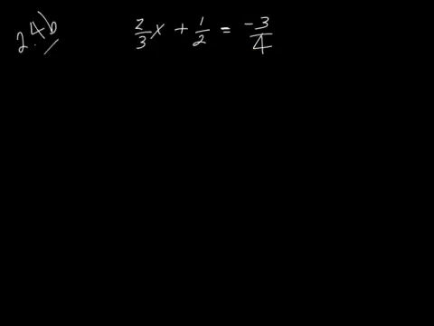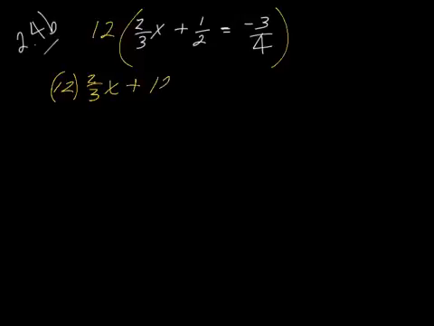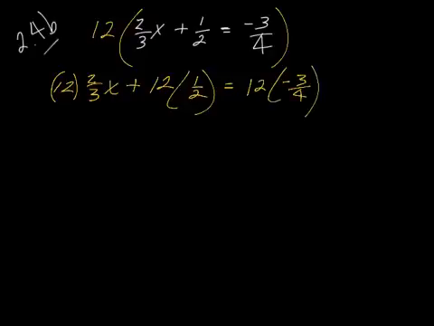So what I'm going to do is I'm going to multiply the entire thing by 12. So I'm going to go 12 times 2/3 x plus 12 times 1/2 equals 12 times negative 3/4. When I do this, I get 24 over 3, 12 over 2, and when you do this, I guarantee you'll be able to get rid of your fractions.